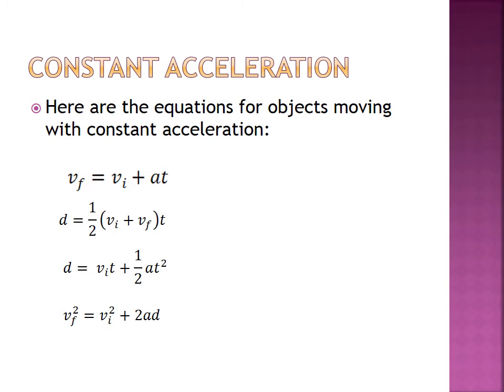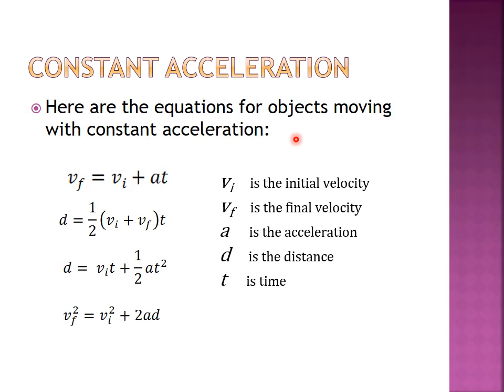Here are the equations for acceleration, and we're going to go over how to use these and when to use which one in class next time. For now, just get them written down so you're ready to go with those when it's time to use them. Each one of these symbols means something a little different. VI stands for initial velocity, VF stands for final velocity, A is acceleration, D is distance, and T is time.